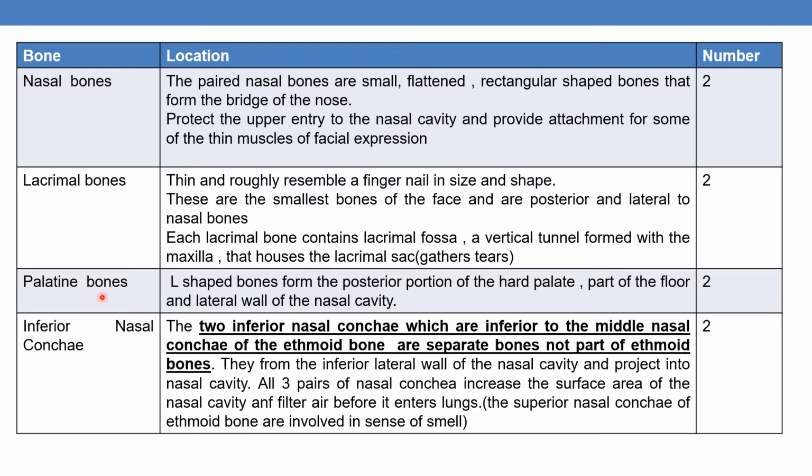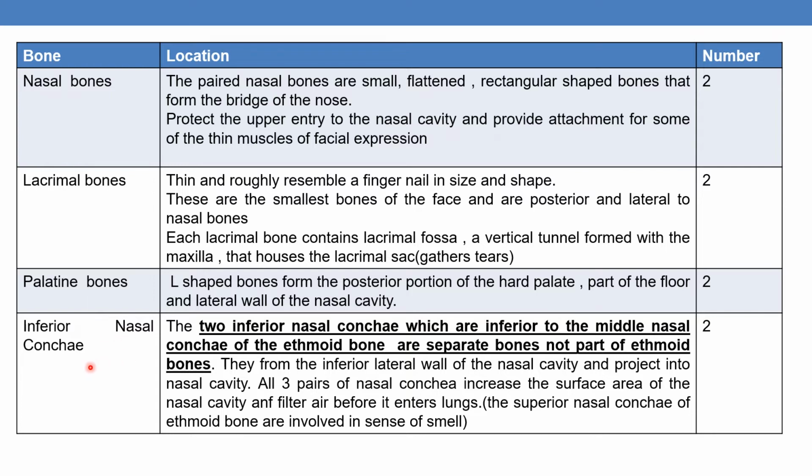The next are palatine bones. They are also two in number. They are L-shaped bones that form the posterior portion of the hard palate, part of the roof and lateral walls of the nasal cavity.